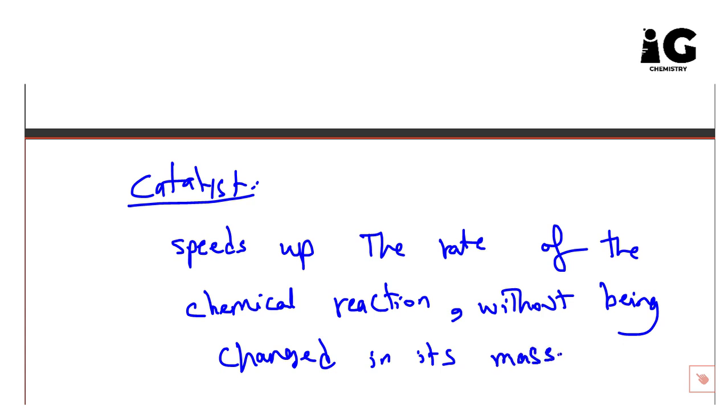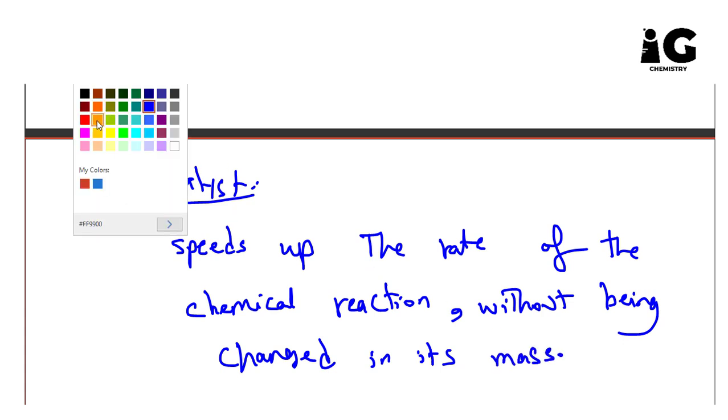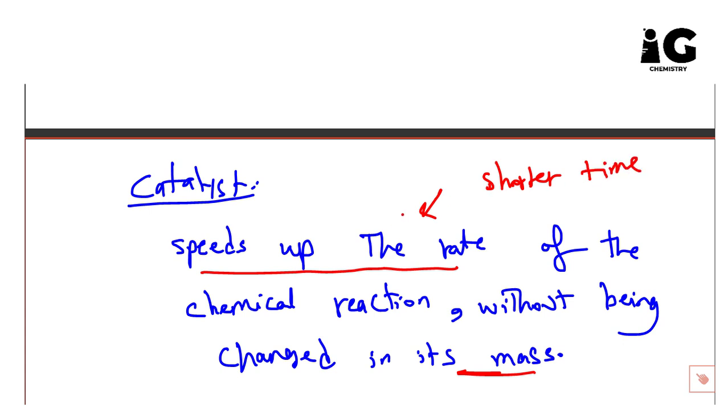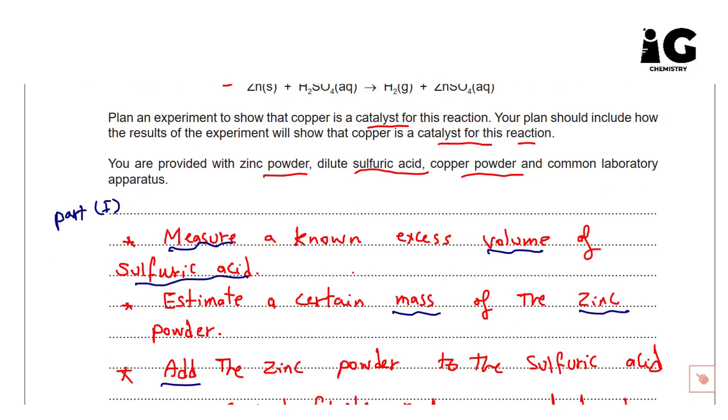Okay, so here we have two important factors. If we prove that these factors are found, then this is a catalyst. So if copper speeds up the rate of the reaction, and if its mass stays with no change, it means copper acts as a catalyst. So in our experiment we need to accomplish these two factors. Speeds up the rate means, guys, that we refer to shorter time or less time taken after using copper. And also, we need to measure the mass of copper before and after the reaction to make sure its mass stays with no change. Okay, so to save the time of the video, here you have the work.